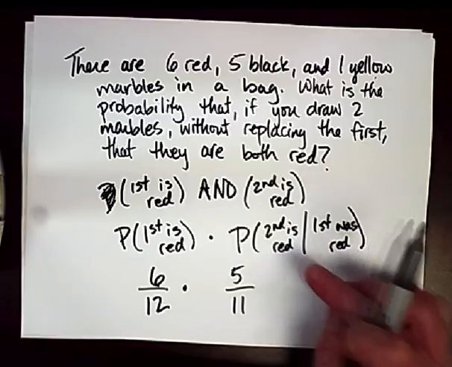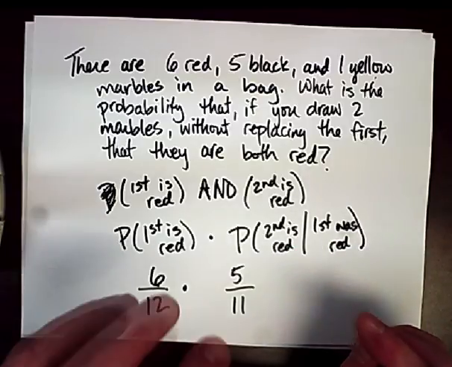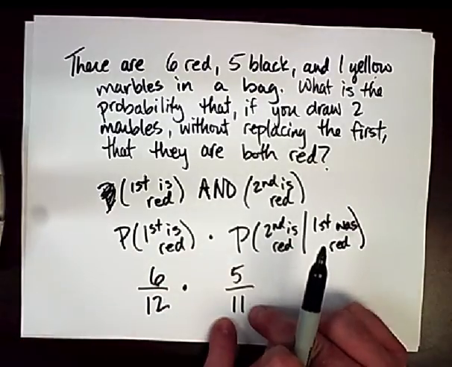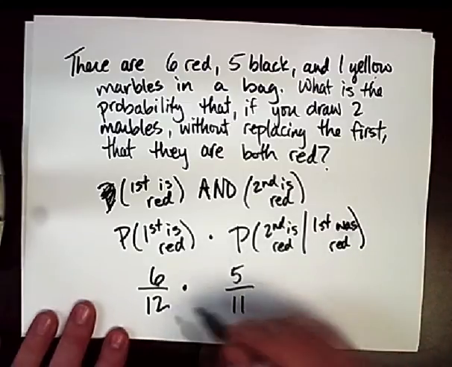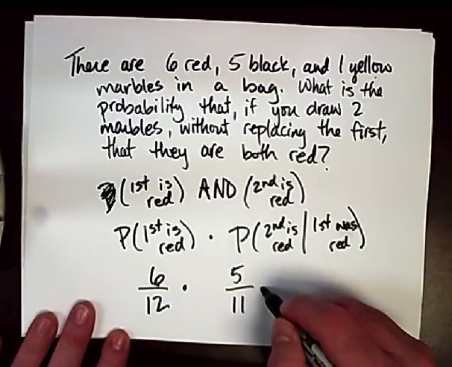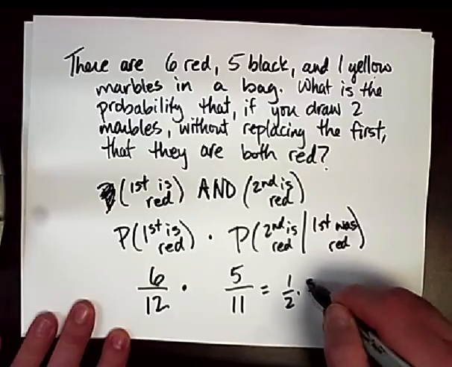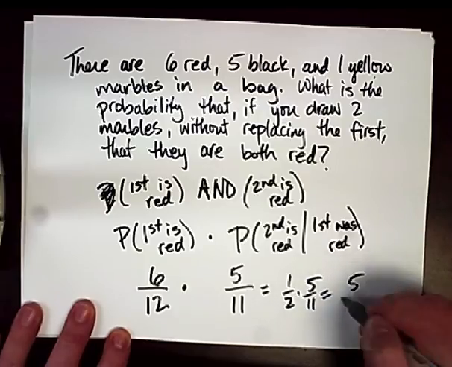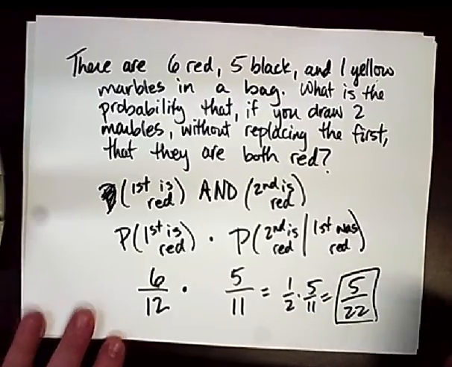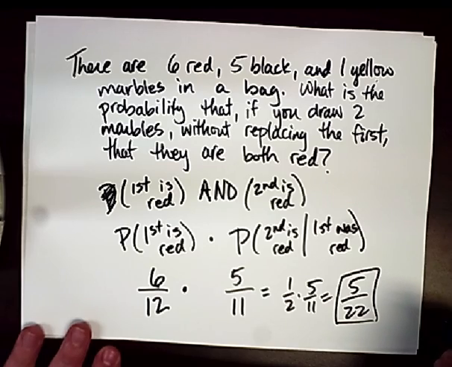So the probability that you pull a red one out now is there are 5 to choose from, and there are 11 in the bag. So you just multiply these two. Well, that is 1/2 times 5 over 11, which is 5 out of 22. And that's your answer. Okay?